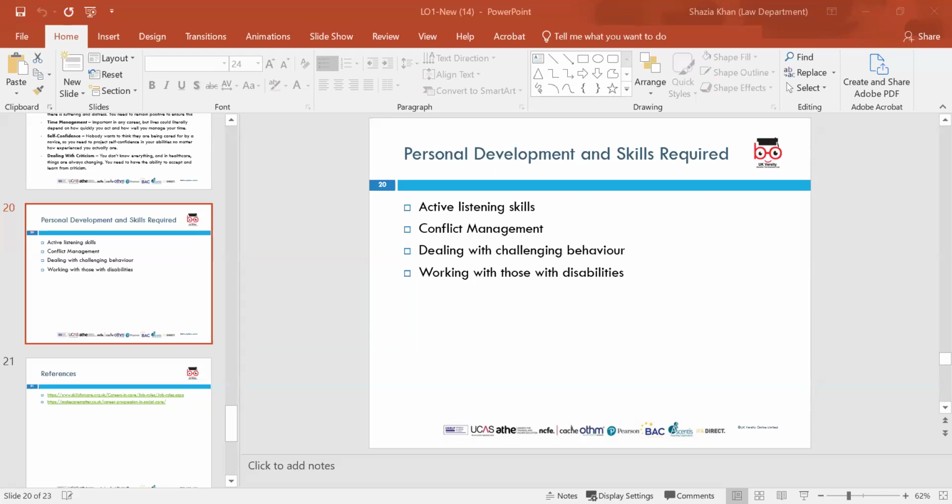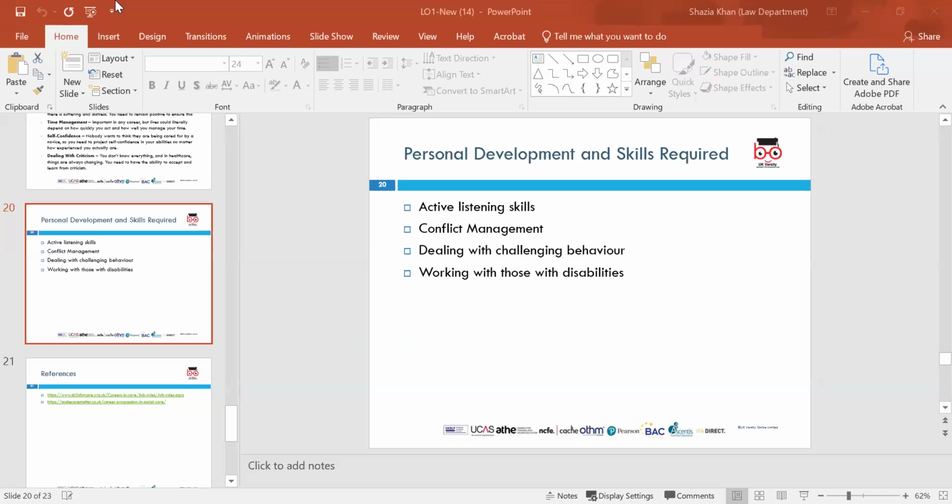So if you wanted to become a nurse, occupational therapist, or social worker. We also looked at the skills for specific roles, things like empathy, flexibility, and the personal development skills, active listening skills, and the importance of each one, with reference to examples. So we've finished learning outcome 1 now. Have you got any questions before we finish the session today?